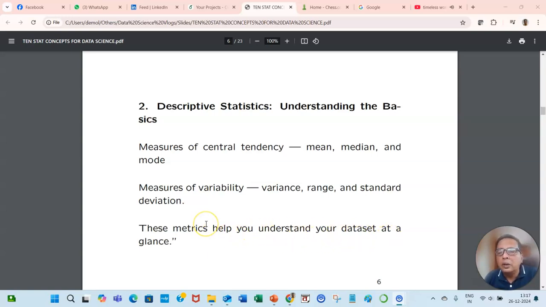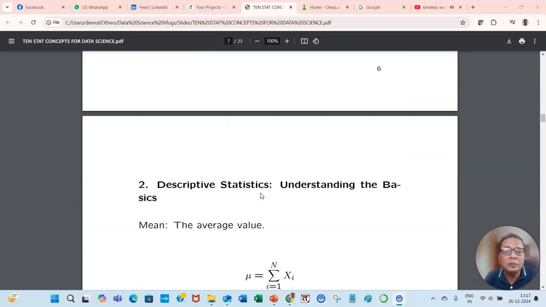So again, just looking at the data, one gets nothing. We need to do some summarization. And measure of central tendency, measure of dispersion, measure of skewness, measure of kurtosis. These are the measures by which we extract information from data and get an understanding of the data.